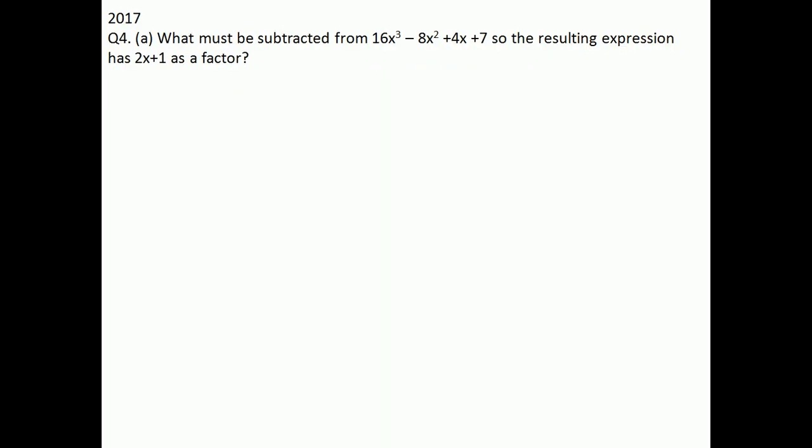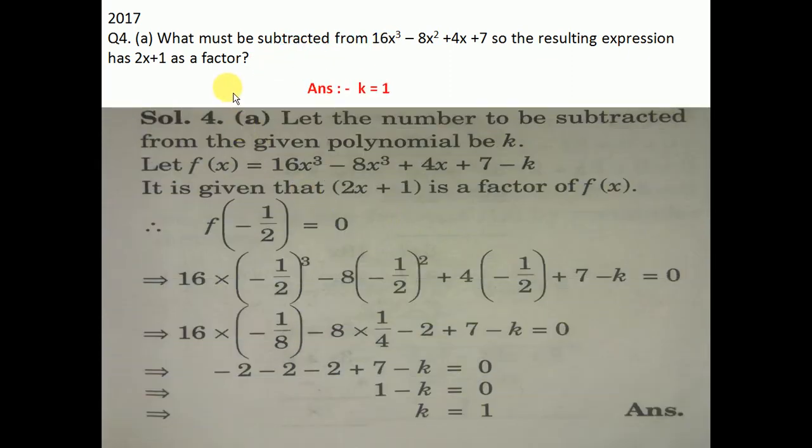Then what must be subtracted from this? See, not added. What should be subtracted from this so that the resulting expression has 2x plus 1 as a factor? What should be subtracted? So let us assume that k should be subtracted. You remember the solved example, what should be added? Here what should be subtracted? 2x plus 1 is equal to 0 means x is equal to minus 1 by 2. Replace x in 16x cube, x is minus 1 by 2. Substitute wherever x is there with minus 1 by 2.